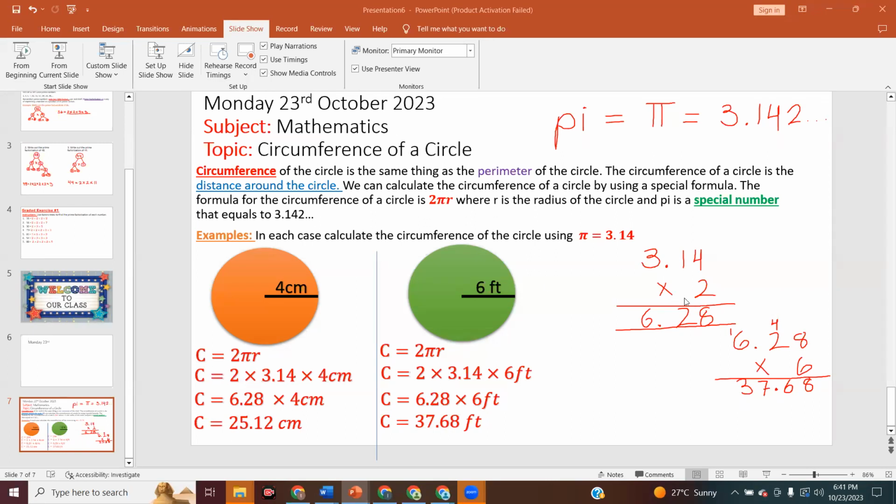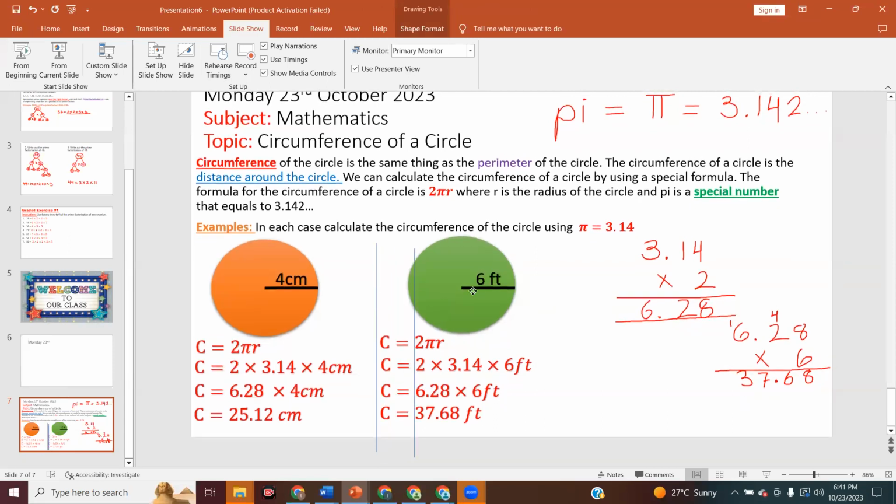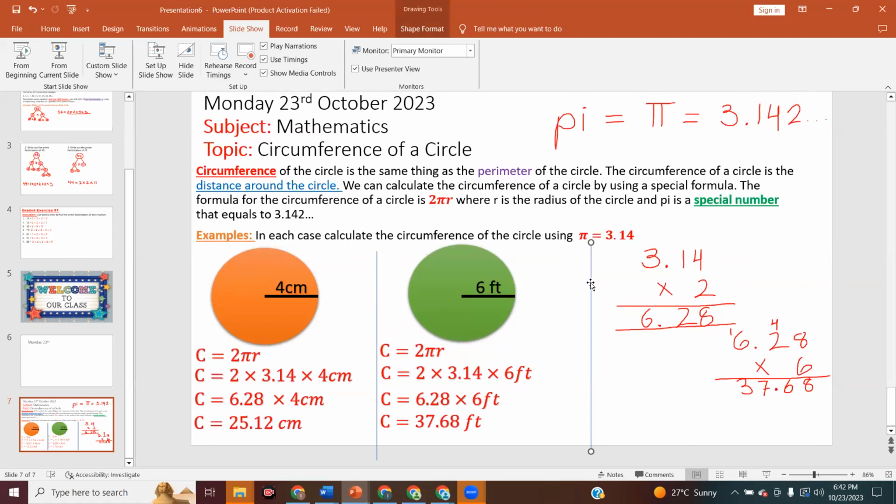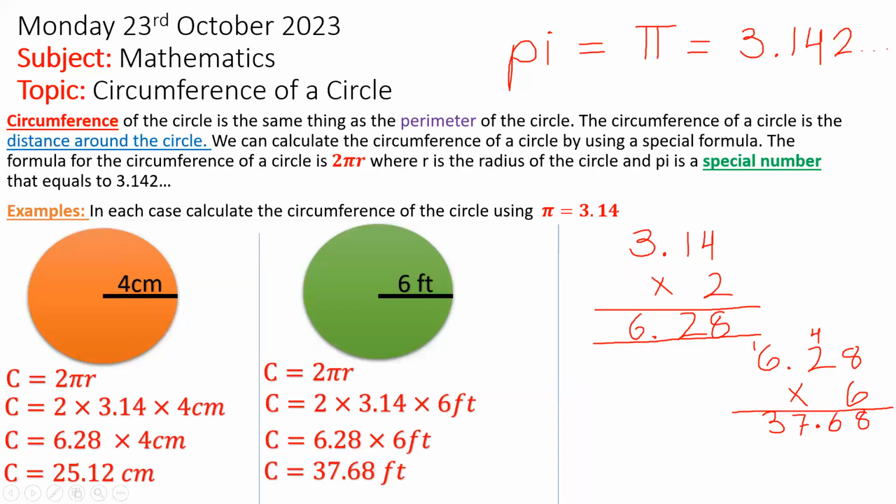Let's do one more. Are there any questions based on this? Let me know, please. Sir, could you go over it again for me? What's the issue? What part don't you understand? Both. What do you mean by both? The 3.14 and the 6 times 6.